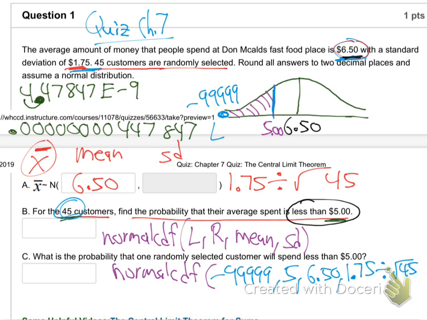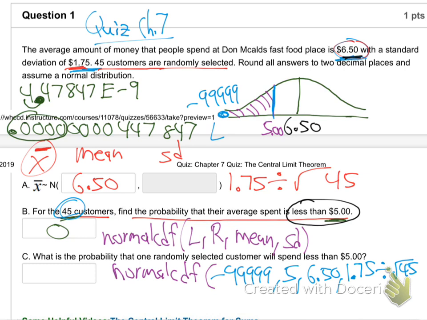What is that rounded to 4 places? Yeah. I told you the probability would be low, right? I mean, you're not going to get 45 people whose average is under $5 when the average for everybody is $6.50. That's like rolling 45 dice and having a really high or really low average. This is not going to happen. So is everybody okay with how you do that?